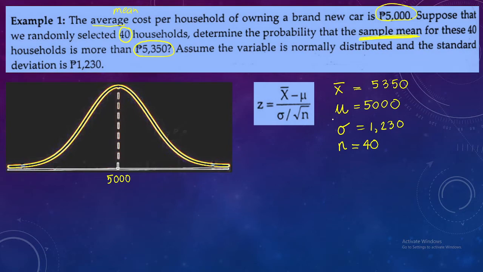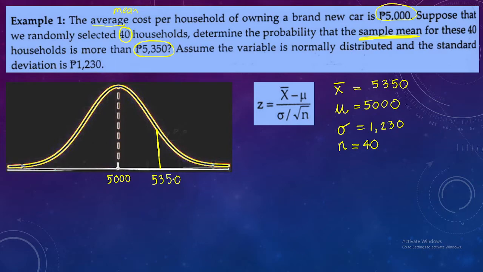Now, let us first locate the sample. Again, let us first locate the sample. Now, here is my question. Where is 5,350 located in our normal curve? Is it at the right of 5,000 or is it the left of 5,000? At the right. So I'll be drawing a line here. This line represents the sample mean, which is 5,350.